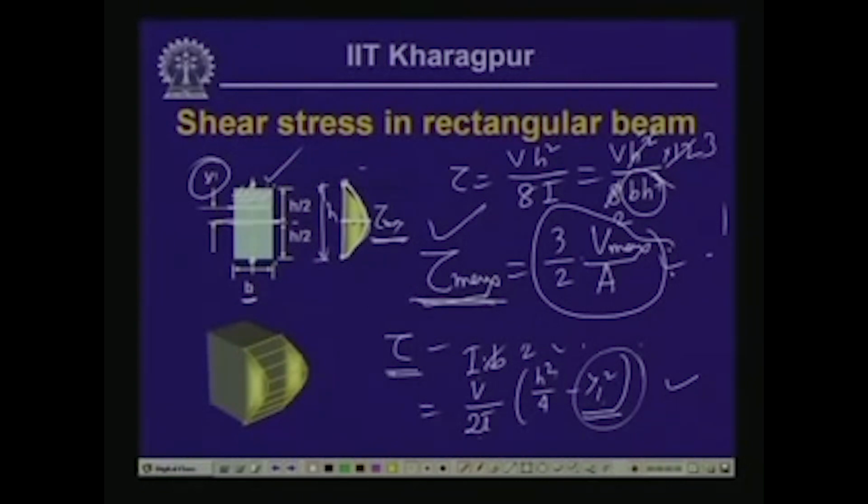Now, as we had assumed in the beginning, though the shear stress varies across the depth, along the width we assume that the shearing stress is constant. That means at this particular point, this is the value of the shearing stress, and along the width this value is constant. As we had assumed in the beginning, there are two aspects. One is that the shear stress acts along the direction of the shearing force, and the shearing stress at a particular point is uniformly distributed across the width.